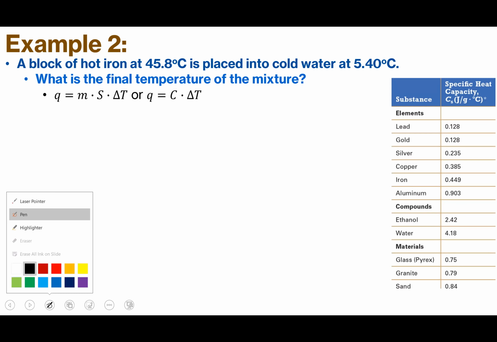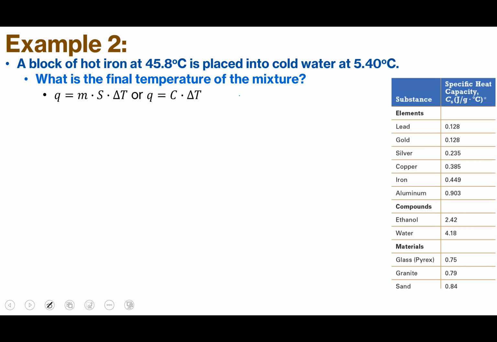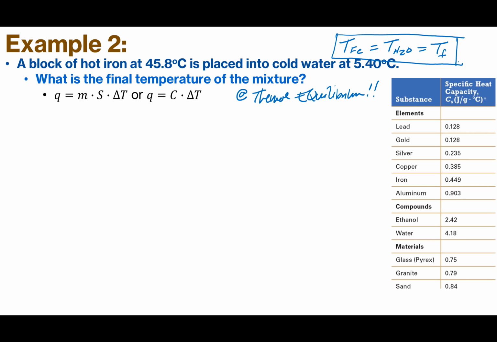So let me add that in here so we have it. I don't know why I didn't type it in there, but let's say at thermal equilibrium. Remembering our condition at thermal equilibrium, the temperature of the iron has to be equal to the temperature of the water, and this is our final temperature. So this is our condition when we're at thermal equilibrium.